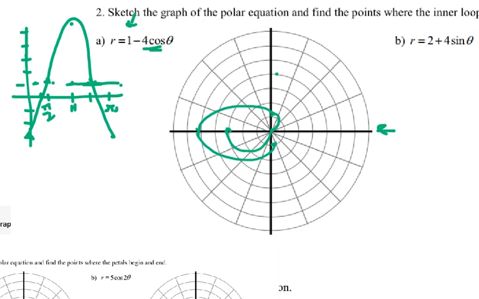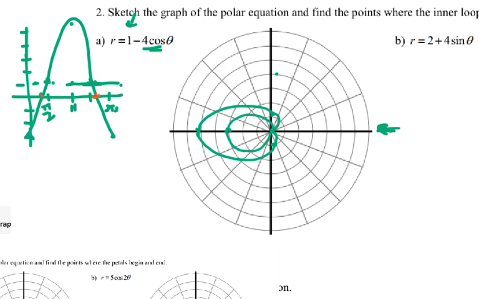Then we're going to cross through the pole. Right here is where we're crossing through the pole. Those are the locations we cross through the pole. So for 2 pi, we're going to be at a negative 3. So 2 pi is back over here, and we're going to be at a negative 3. So that puts us right here.